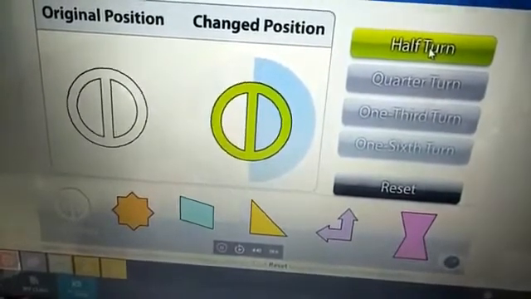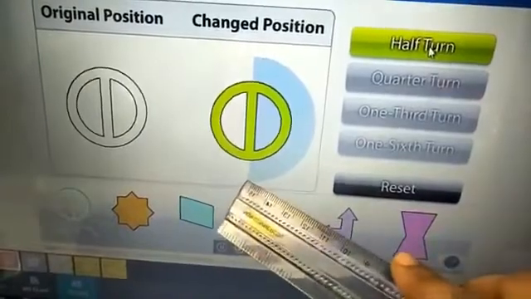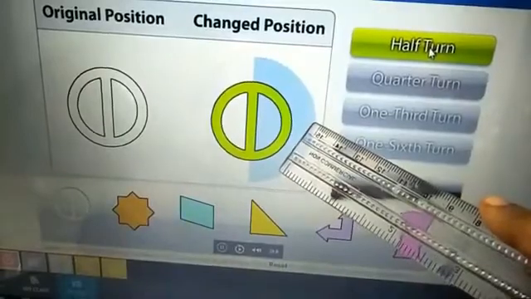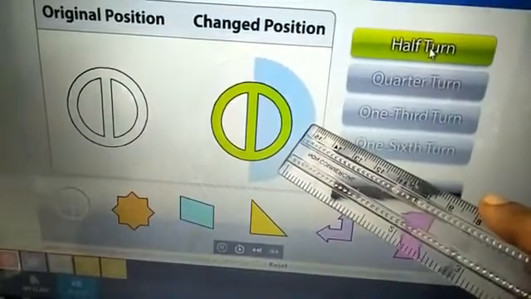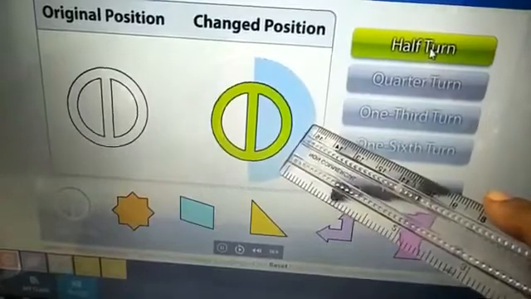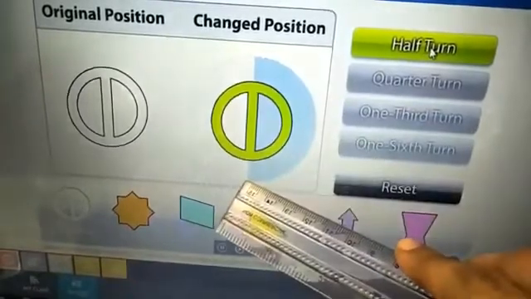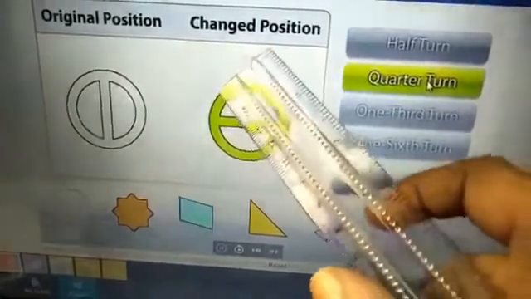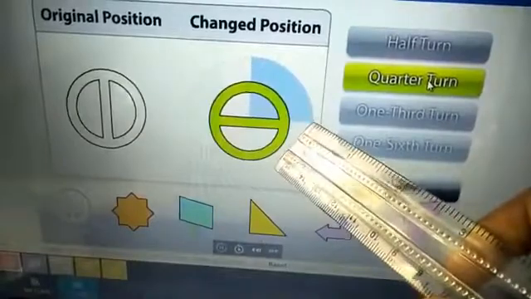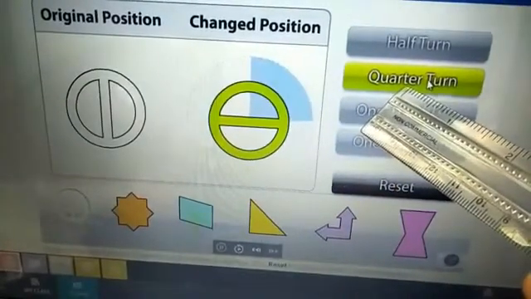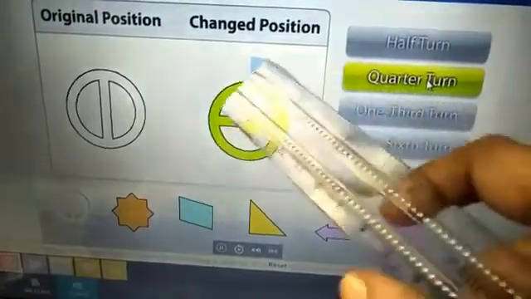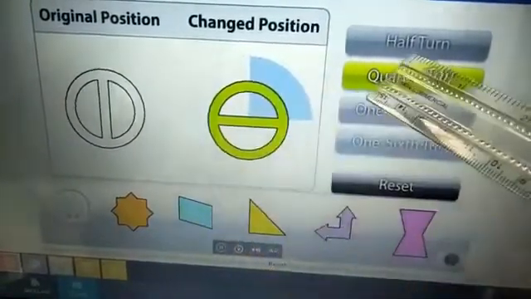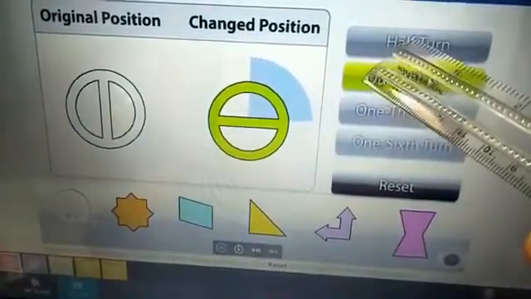Children, half turn is nothing but 180 degree. From 0 to this one, 90 degree, children, that is the quarter turn. Then half turn means from 90 degree to 180 degree. That means from 0 to 90 degree is nothing but quarter turn. Before, what did we see? The half turn. The half turn means 0 to 180 degree. That we discussed already.